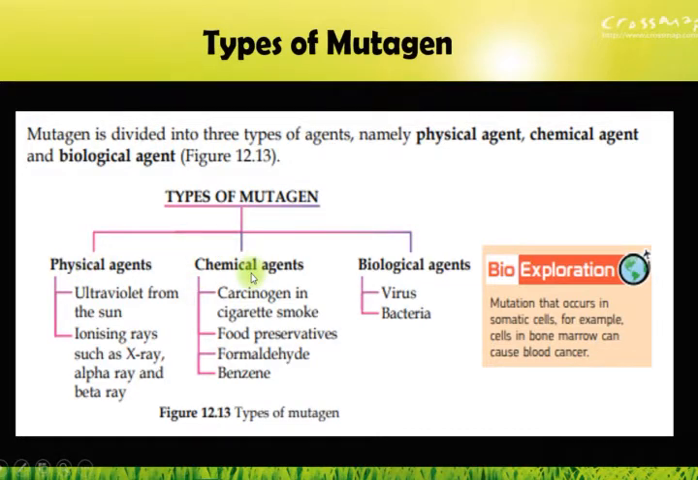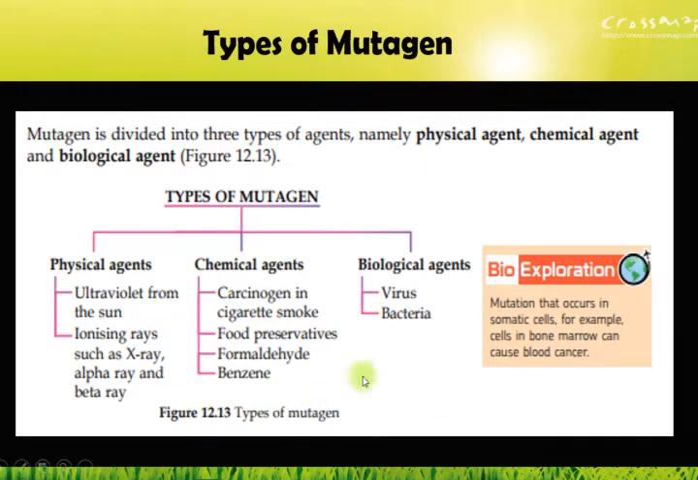Chemical agent refers to chemical substances, right? So first, carcinogen in cigarette smoke. What is a carcinogen? An agent that causes cancer in the cigarette smoke, such as tar, nitrogen oxide, and so on.